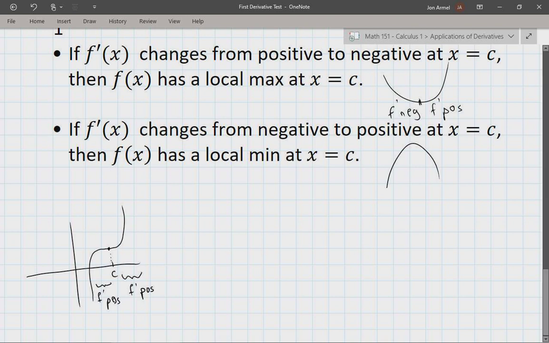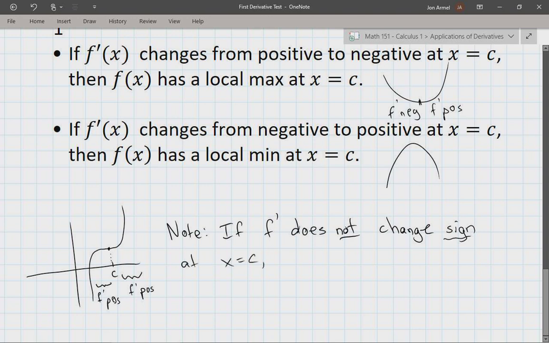So, this is not actually part of the test, but it is certainly true, so I'll just put this as a note separately, I guess. If f prime does not change sign, so the sign of a function is whether the function is positive or negative. So if f prime does not change positivity or negativity, change sign, at x equals c, then the function doesn't have a max or min there.